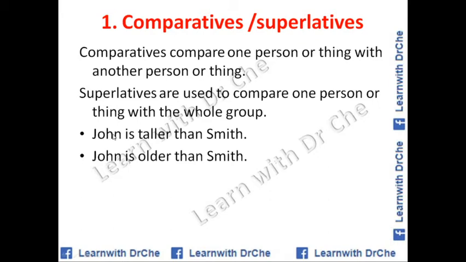For example, John is taller than Smith. We are comparing John with Smith and we will use comparative. John is taller than Smith. John is older than Smith. We are using comparative. We are comparing two persons, John and Smith.